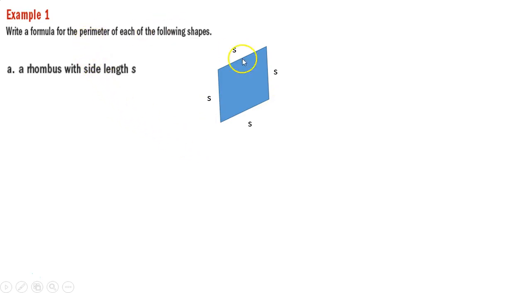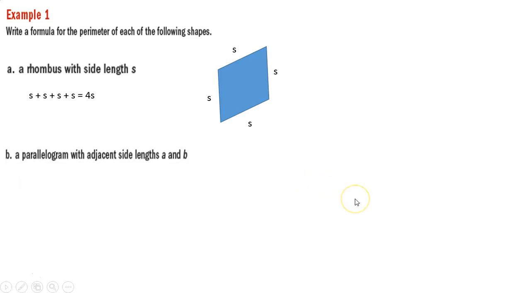If we want to find the perimeter of this figure, we add up all the side lengths. So we're going to take S plus S plus S plus S, which can be simplified to 4 times S. So the perimeter of this rhombus with a side length of S will be 4S.